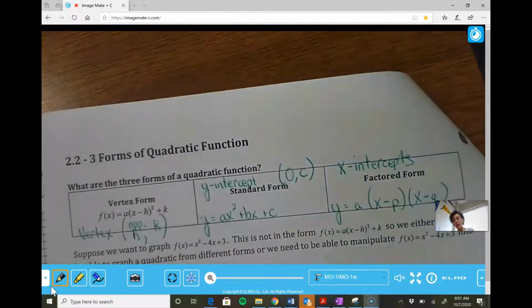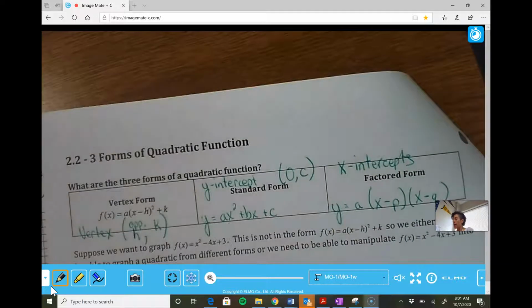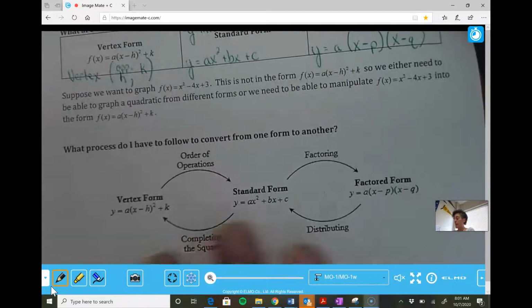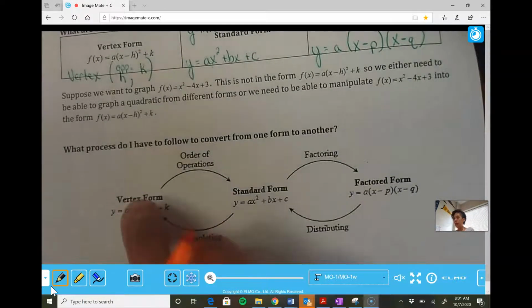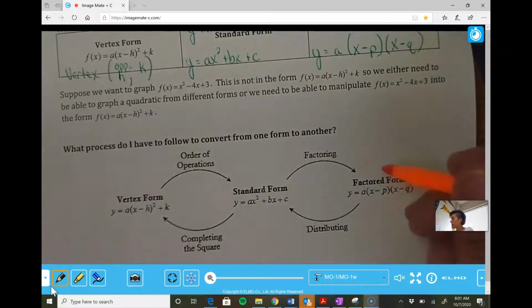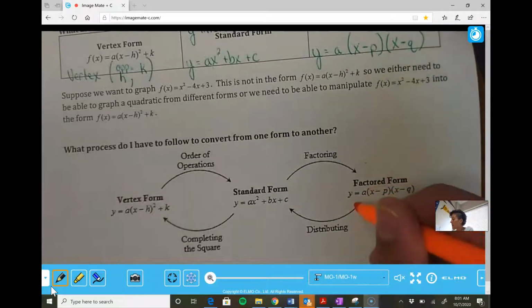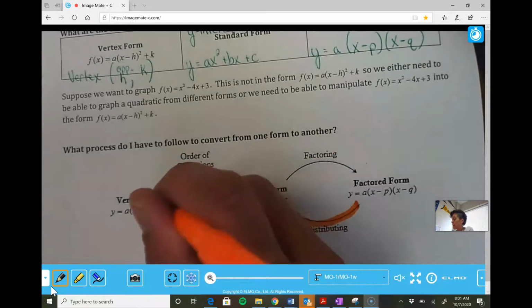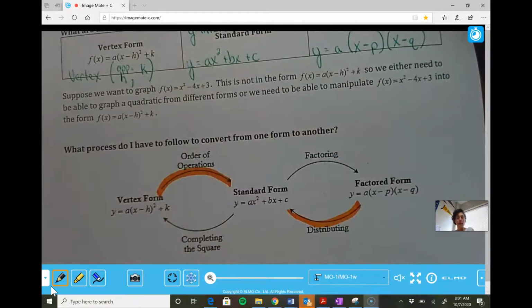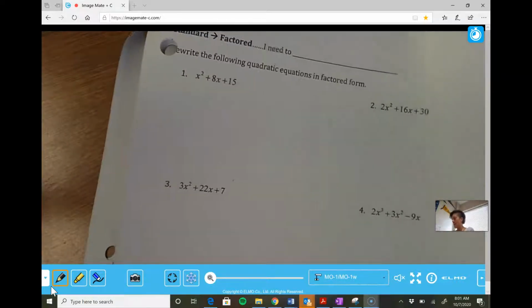Okay, so again, all 3 forms tell you something. So this is a map that you probably saw your freshman year. And what we're going to talk about today are how you follow these different paths. So what we're going to start with is how do you go from factored form to standard form, and how do you go from vertex form to standard form. All right? And so that means we're going to skip this section right now, not forever.